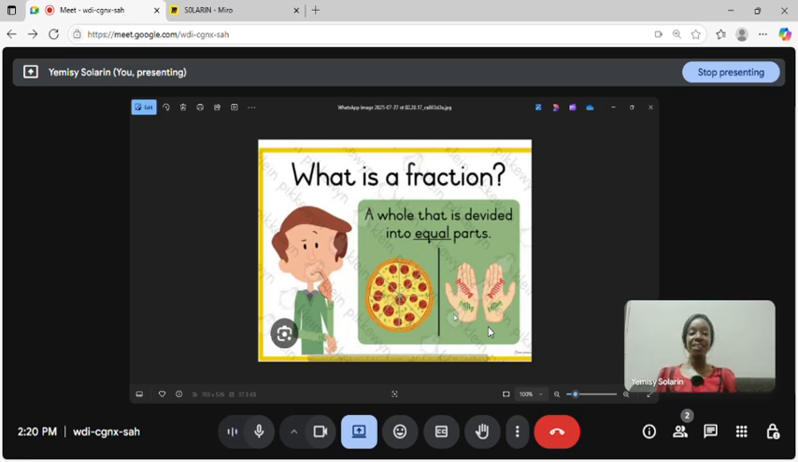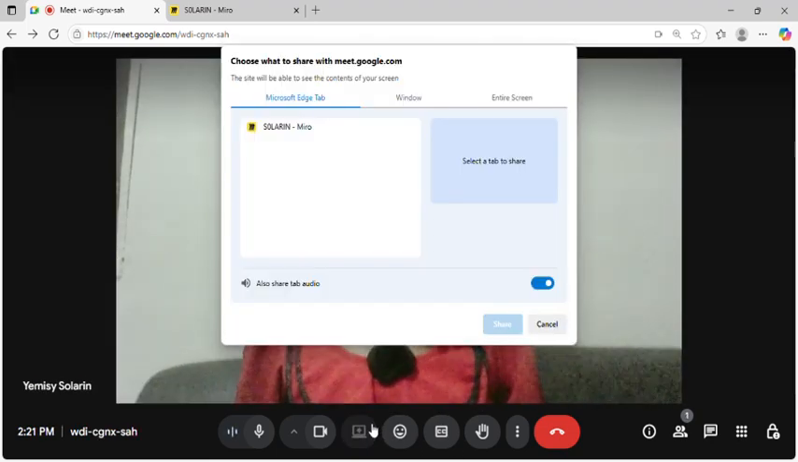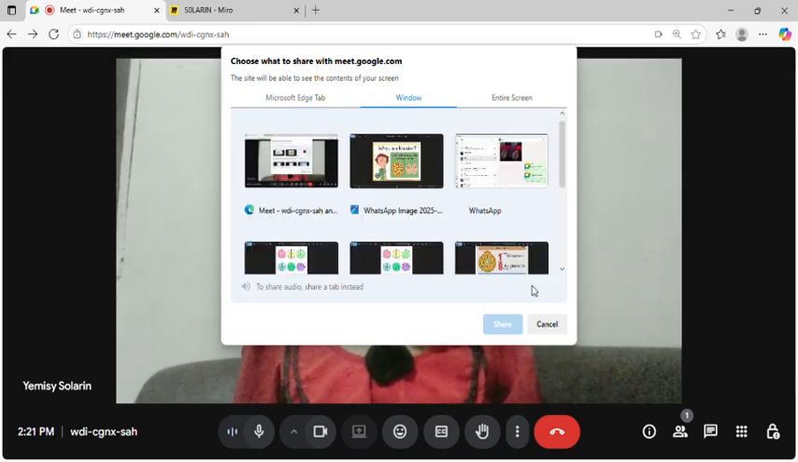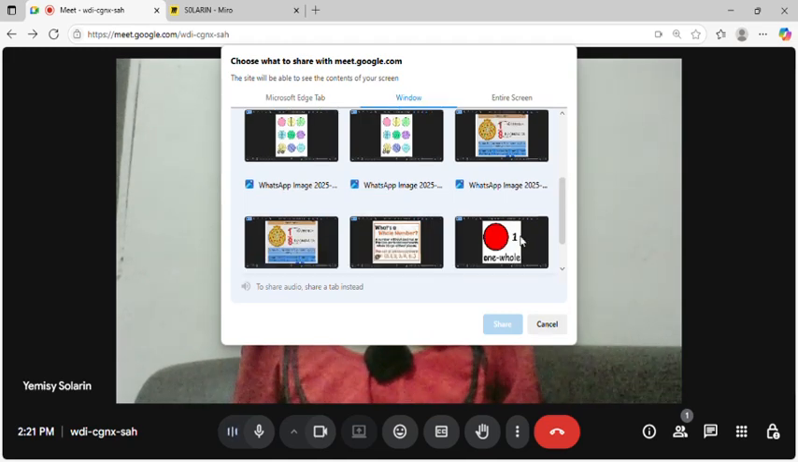A whole means something that has not been split or divided into smaller parts or equal parts. A whole means something that has not been split into pieces or something that has not been divided into smaller parts. Remember, a whole means something that has not been split or divided into smaller parts. So let me show you what a whole looks like.